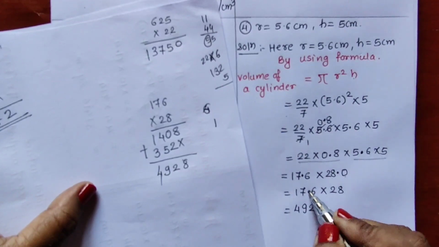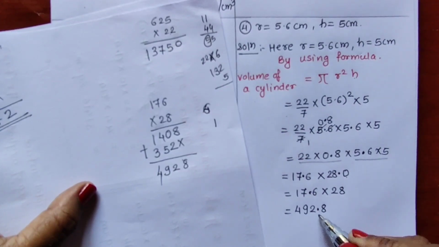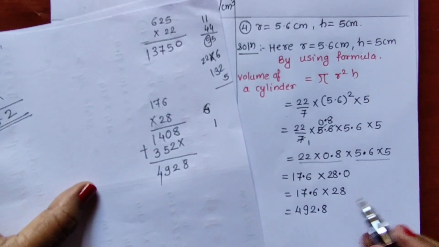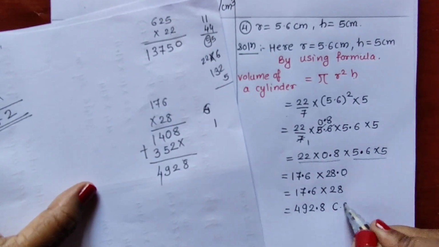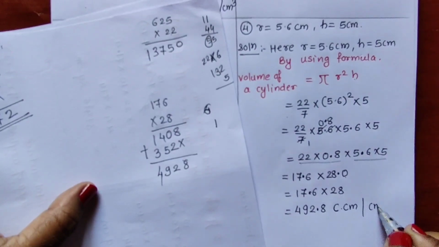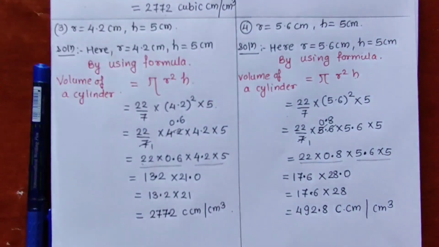492.8, because only in this number after the point 1 digit is there, so in the answer also after the point there should be 1 digit. It is cubic centimeter or centimeter cube. So in this way the first question is over here.